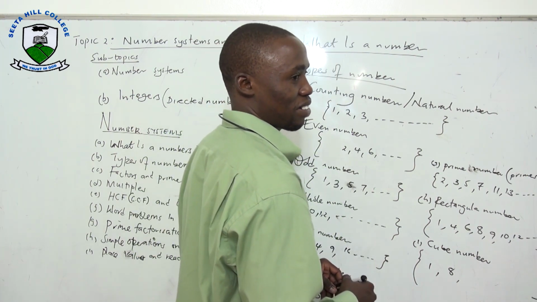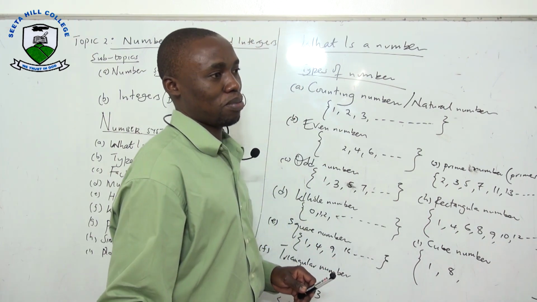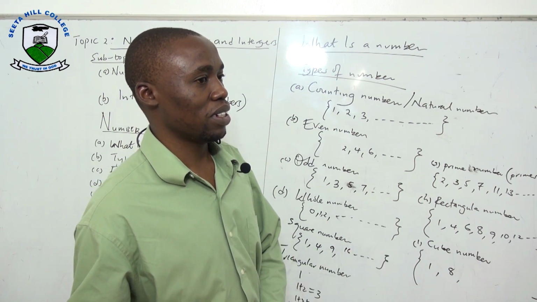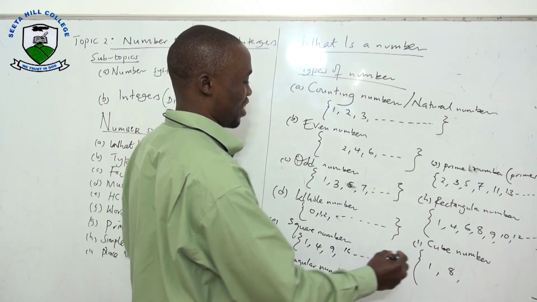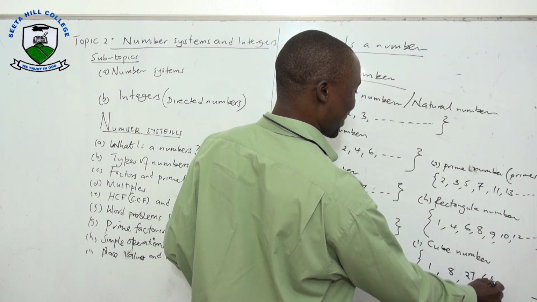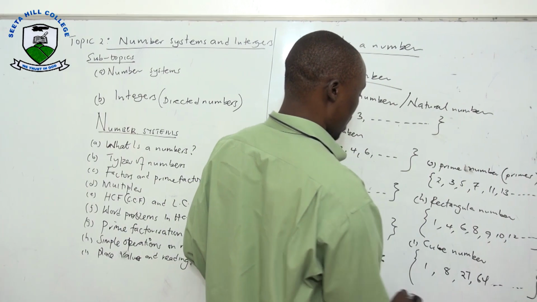3 times 3 times 3. Are you sure you get 18? No, 27. See, it's 27. See that? Then 64, etc. Now let's see there.